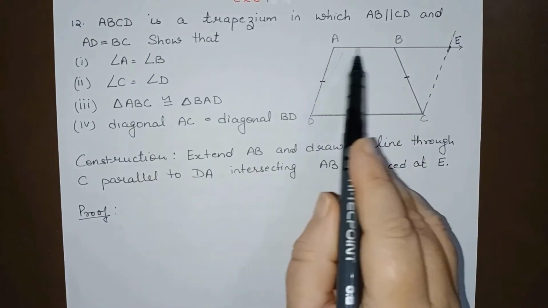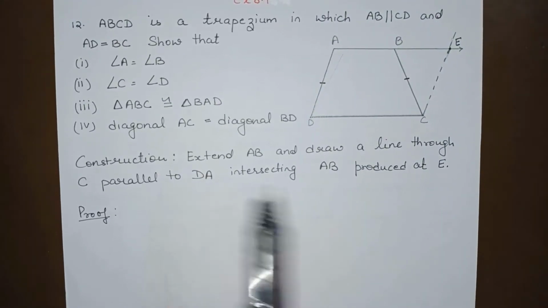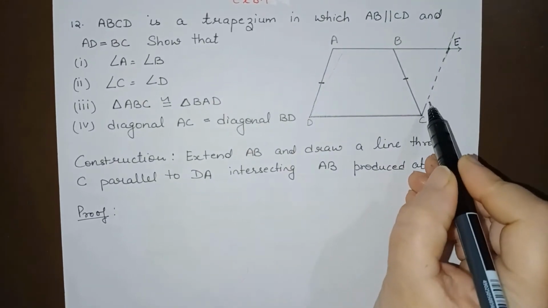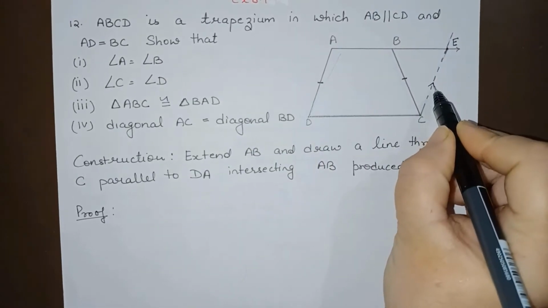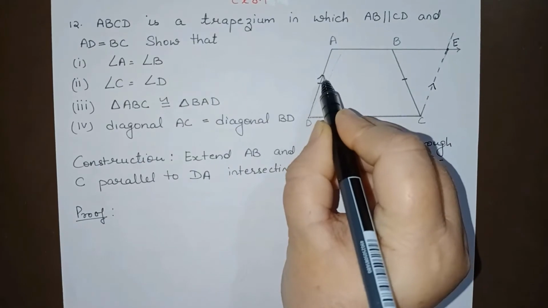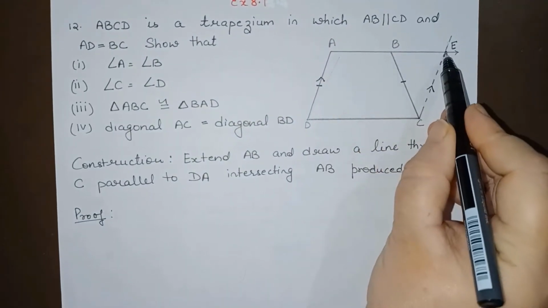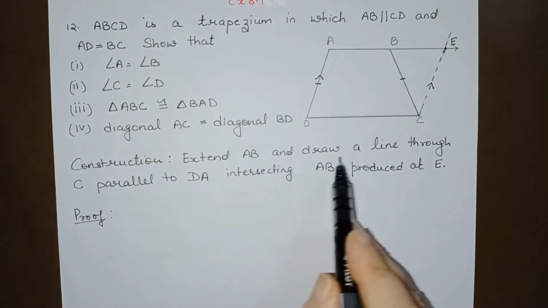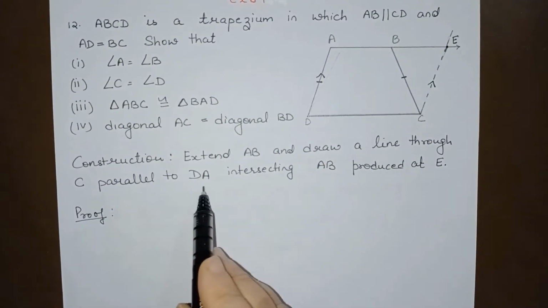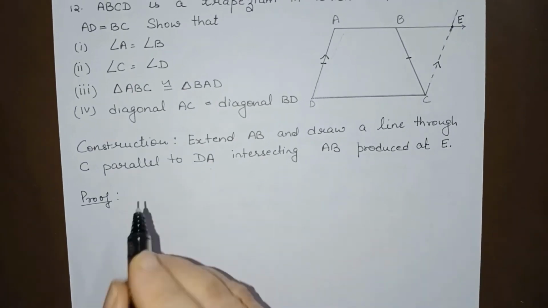So it is given that ABCD is a trapezium. We will do one construction. Through C, we will draw a line parallel to AD, and it is intersecting AB produced at E. So construction: extend AB and draw a line through C parallel to DA intersecting AB produced at E.